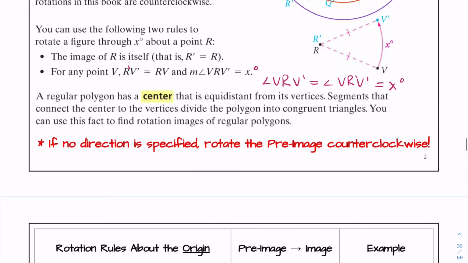Okay, a regular polygon has a center that is equidistant from its vertices. I keep saying that word, equidistant. Everything is an equal distance from that center of rotation. Segments that connect the center to the vertices divide the polygon into congruent triangles. You can use that fact to find rotations.